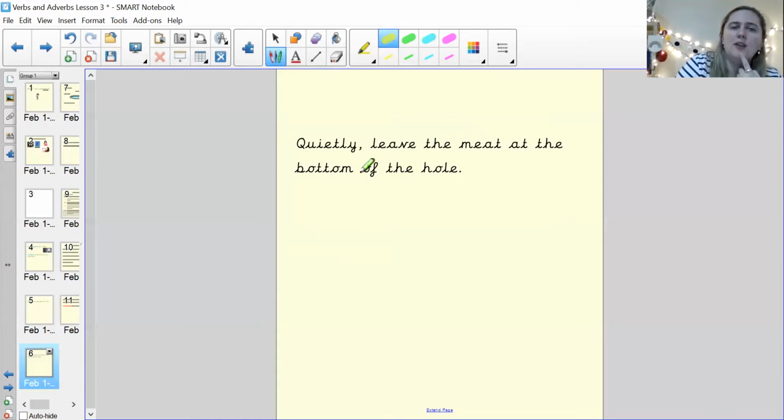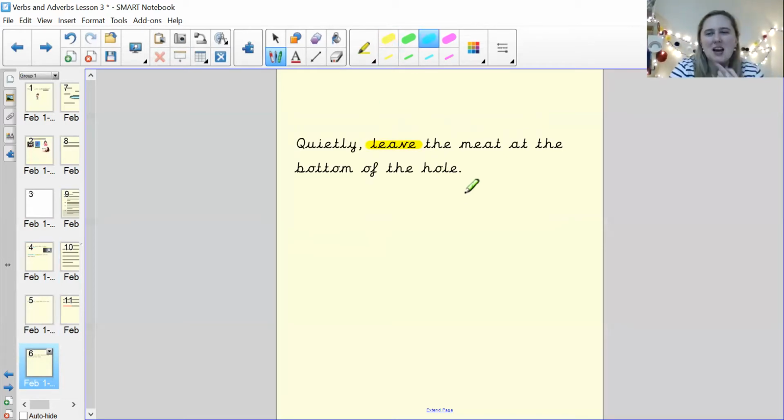Now, we need to figure out which one is the verb again. So, I'll read the sentence. You tell me which one the verb is, okay? Quietly leave the meat at the bottom of the hole. Let me read it again. Quietly leave the meat at the bottom of the hole. Which word is the doing word? Well done. If you said leave, to leave, he's leaving the meat at the bottom of the hole.